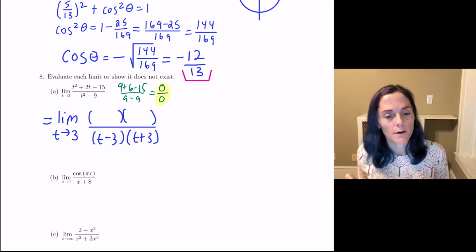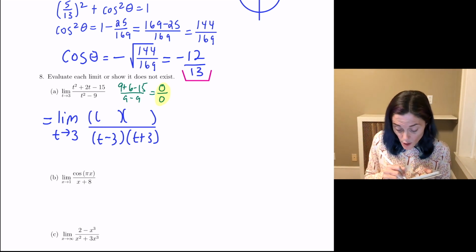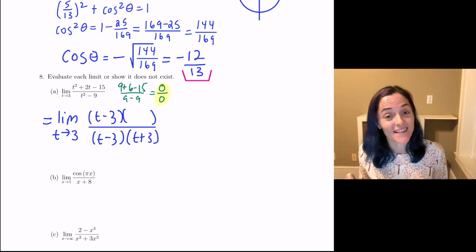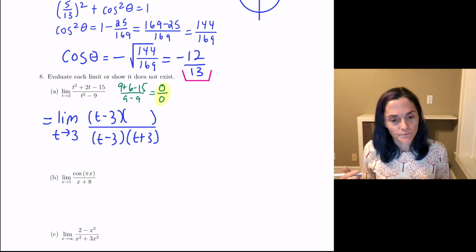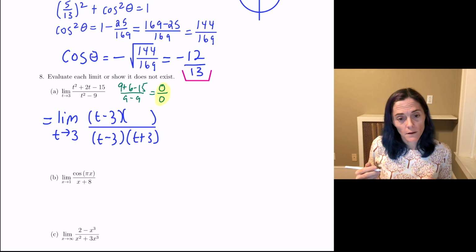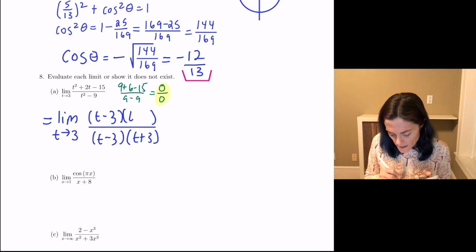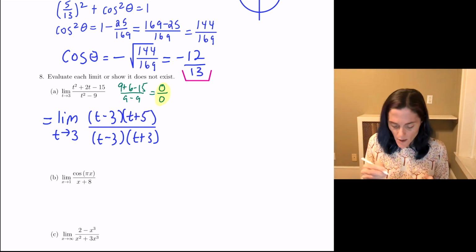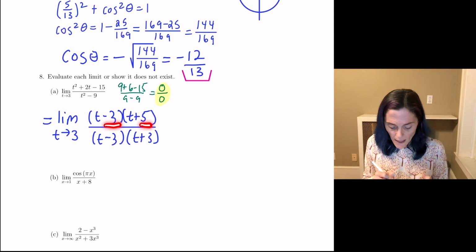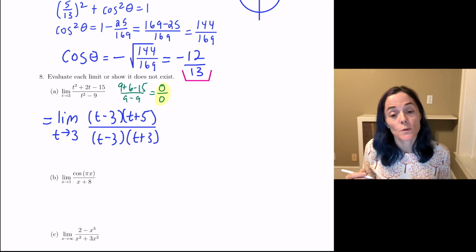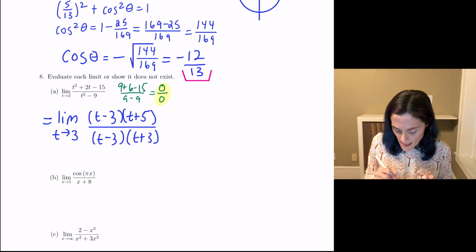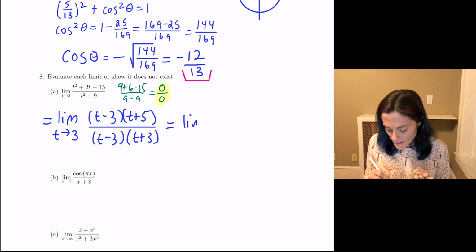For my numerator, we should have a t minus 3 as one of the factors. That's what's giving us this 0 over 0. The other one, oh, plus 5, t plus 5. We can check. If you multiply these two, we get negative 15. Add them, we get positive 2. So we have factored correctly.